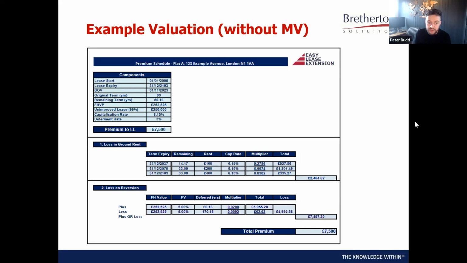And this produces a loss in ground rent to the landlord of £2,464.62. So that is considered the present day value of that ground rent, and that is what must be paid to the landlord effectively. So if they choose, they can reinvest that in a similar investment.